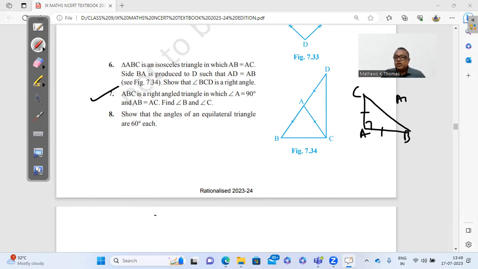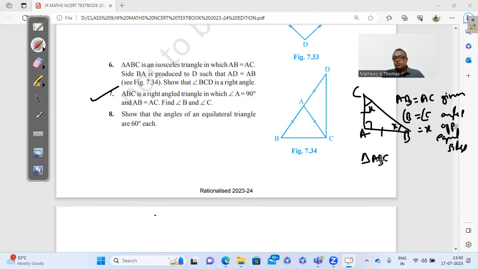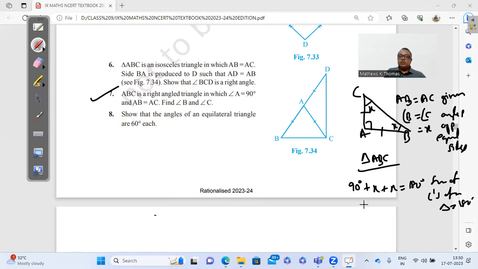So just now we know that if sides are equal, the angles opposite to them will be equal. So if AB and AC are equal, then angle B equals angle C, right? Angles opposite equal sides. And we can assume them both to be equal to X. So B and C are equal to X. Now this is already given 90. So in triangle ABC, use the angle sum property now. We can say that 90 plus x plus x is 180, isn't it? Sum of angles of a triangle is 180.